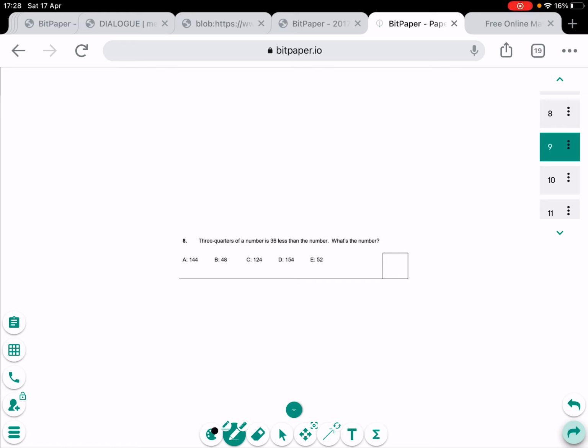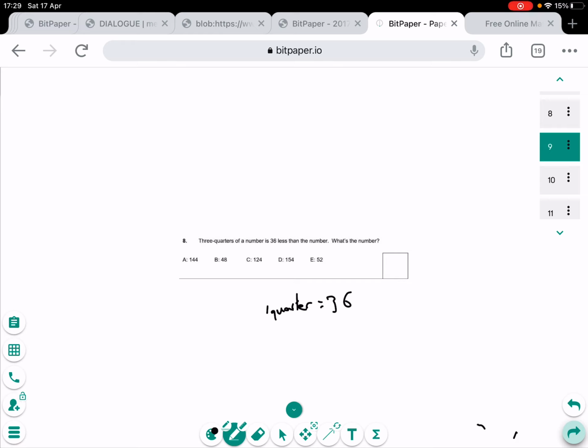3/4 of a number is 36 less than the number. What's the number? Let's think of this. So basically 3/4 of a number is 36 less than the number. So that means a quarter equals 36.